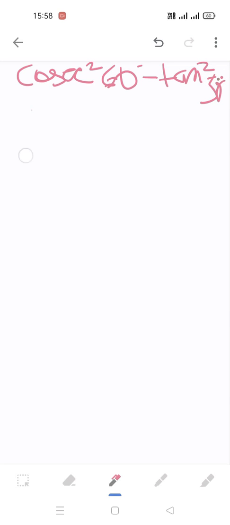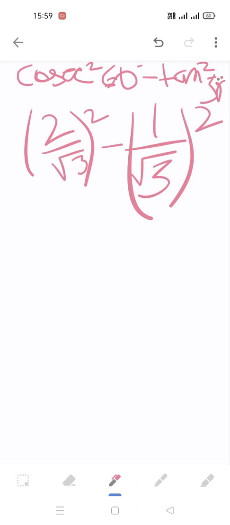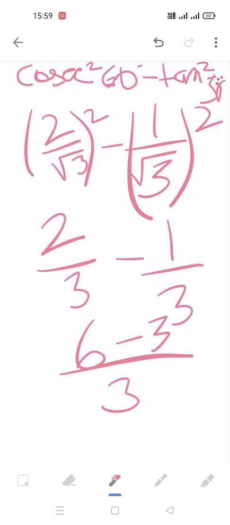सो कोसेक 60 की वैल्यू क्या होती है? कोसेक 60 की वैल्यू होती है आपकी 2/√3, right? 2/√3 is the value of cosec 60 square minus tan 30 की वैल्यू होती है 1/√3 whole square. Okay, open the square, that is 2/3. 3 क्यों हो रहा है? क्योंकि स्क्वायर ओपन होने से अंडर रूट कैंसिल हो गया है. एंड 1/3 दैट इज अंडर रूट कैंसिल. सो 2/3 minus 1/3. टेक द एलसीएम, दैट इज 3 एंड दिस इज 6 minus 3. So the answer will be 3 divided by 3, that is 1.